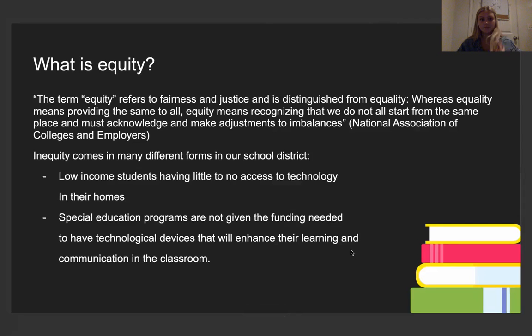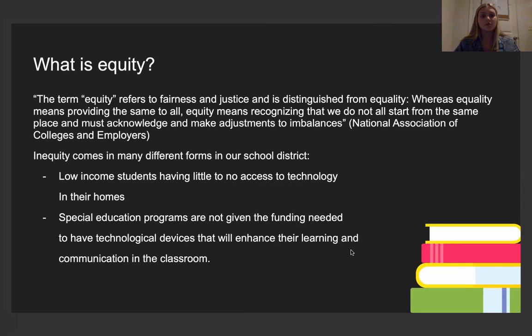What is equity? The National Association of Colleges and Employers defines equity as fairness and justice, and it distinguishes from equality. Whereas equality means providing the same to all, equity means recognizing that we do not all start from the same place and must acknowledge and make adjustments to imbalances. This is a definition that we need to take into account with today's presentation.